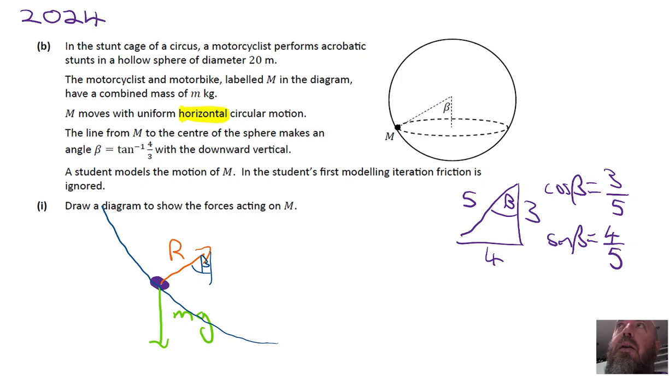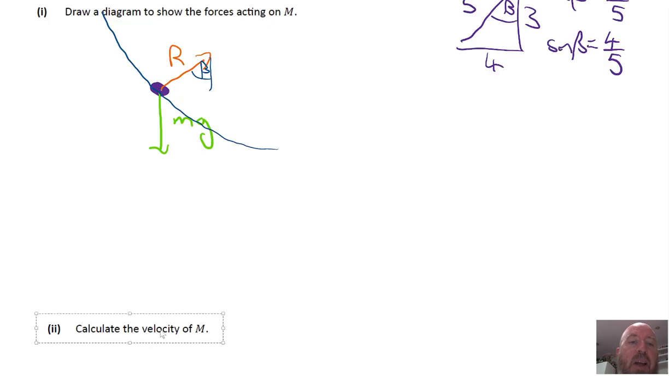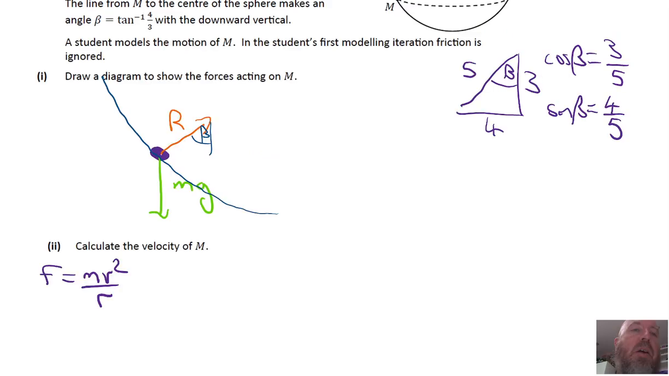Okay, well, that's part one done. Okay, cool. Sorry, I'm already thinking about how I need to solve this, but that's part one. That's the diagram done. Part two then is calculate the velocity of M. So we want the velocity. So that means we are on our circular motion equation, mv squared over r. We want the mass and the radius. So what is the radius?